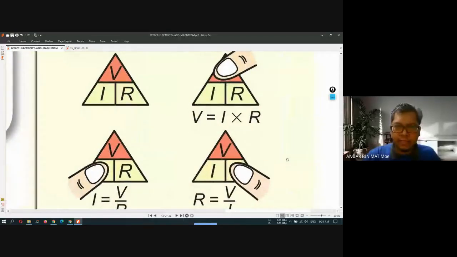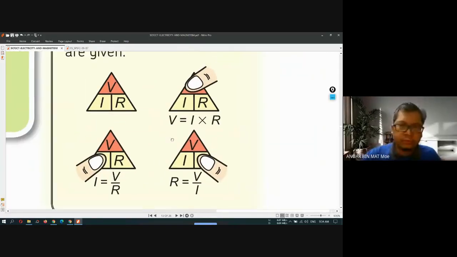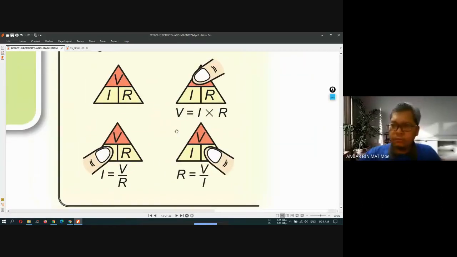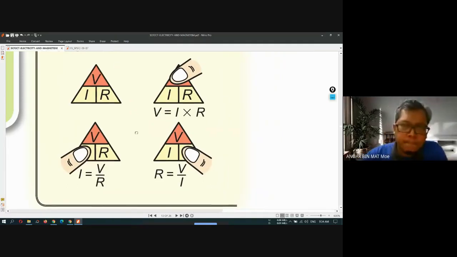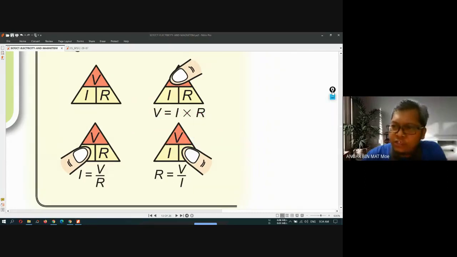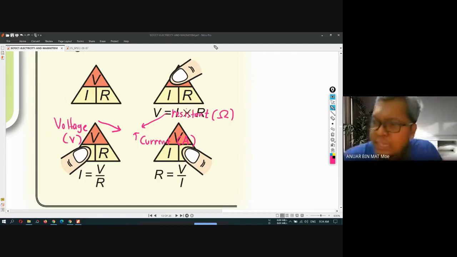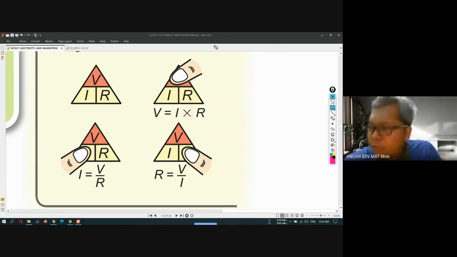This one, can you see it? Can you see this? This is what we call the Ohm's law triangle. Okay, very easy to remember like this, because there is a relationship between the three units. So this is what we call the Ohm's law triangle.